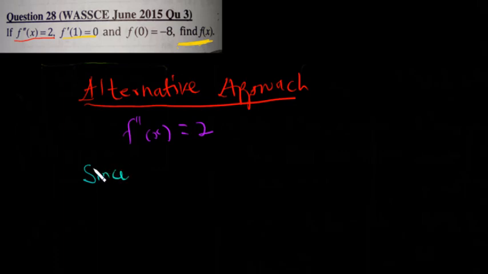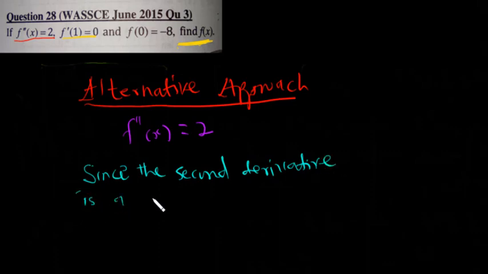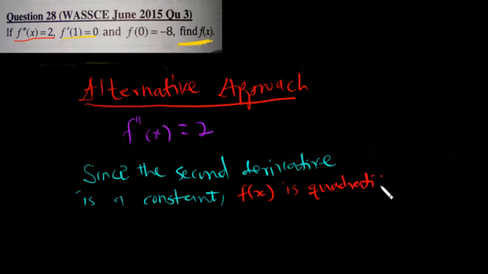So since the second derivative is a constant, it implies that f of x, that is the function, is quadratic, or is a quadratic function. So let me put it this way. It means that it is a quadratic function.